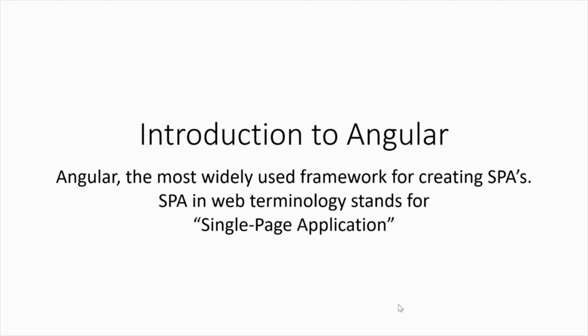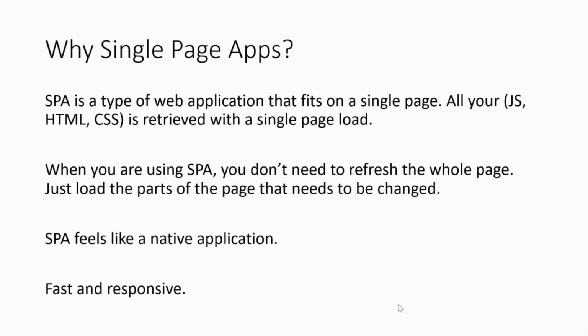We know that Angular is a component based programming language. Angular, the most widely used framework for creating SPA. SPA means single page application. Why do we need this single page application? What is this single page application? SPA is a type of web application that fits on a single page. All your JS, HTML, CSS is retrieved with a single page load.